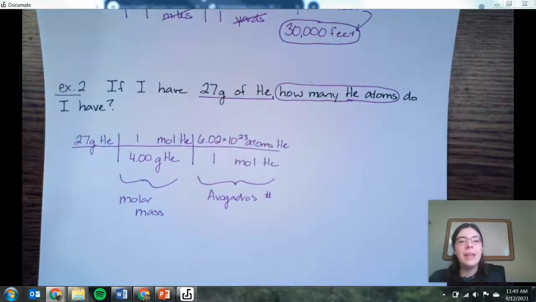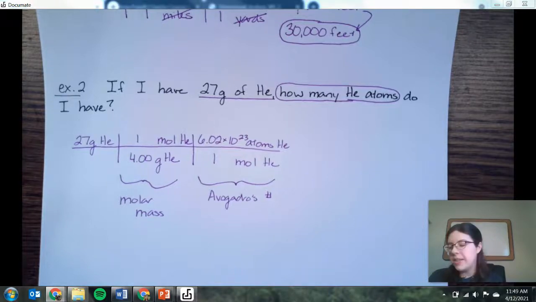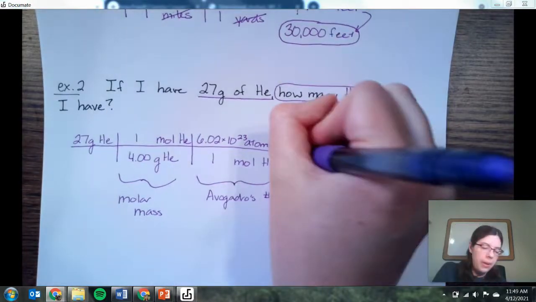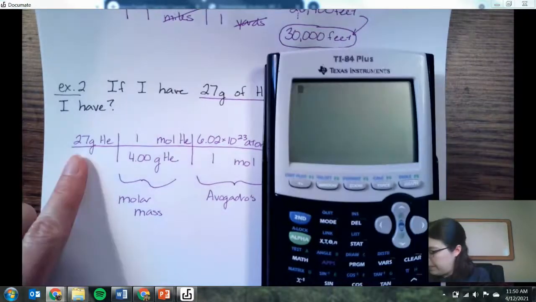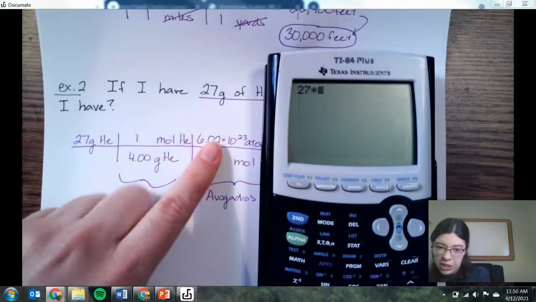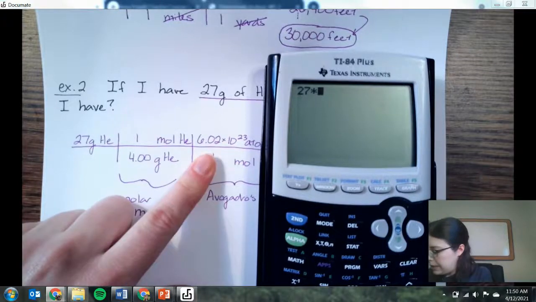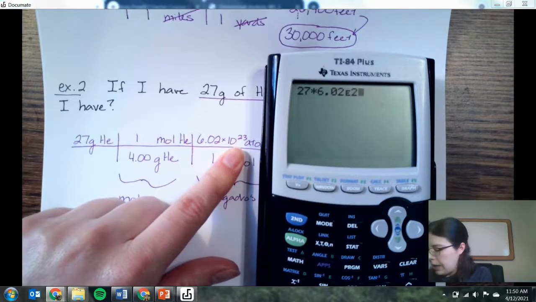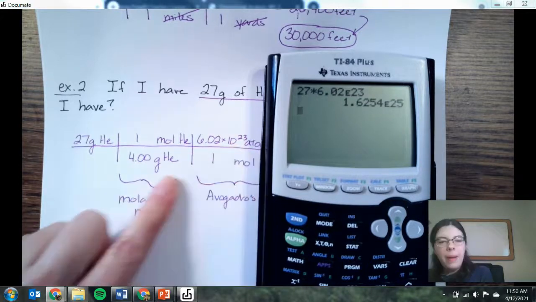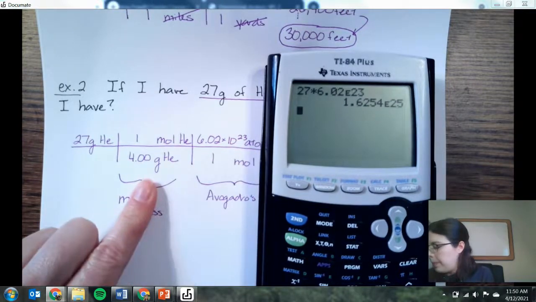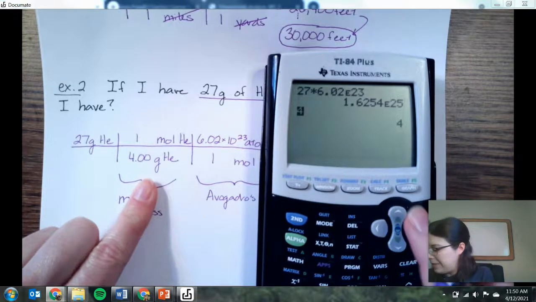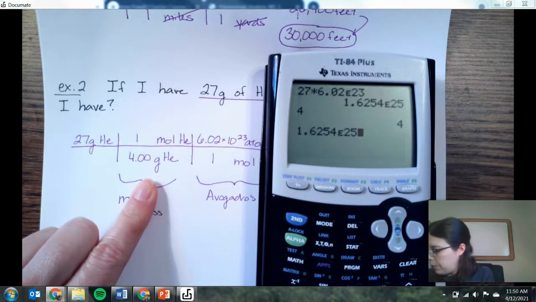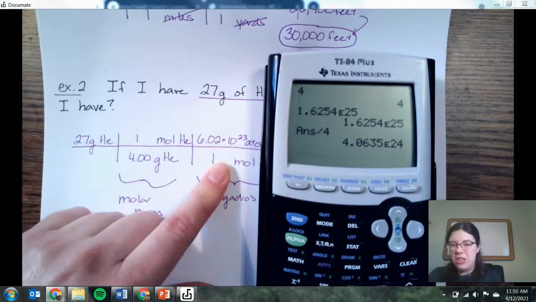Okay, so as we look at this, numbers up on top, we multiply, and then we divide by the numbers on the bottom. So as I plug this into my calculator, I'm going to take 27 times 1, which doesn't change anything. So times 6.02. And then to get that scientific notation, I type second EE 23. Okay, so that's multiplying the numbers up on top. And then we divide by what's on the bottom. So I'm going to take my answer, and then divide by 4. Okay, and then divide by 1, which doesn't change anything.